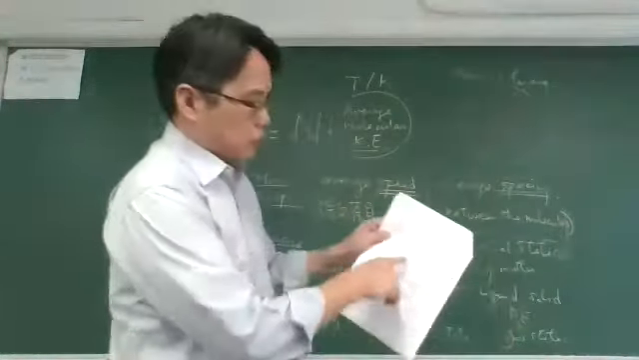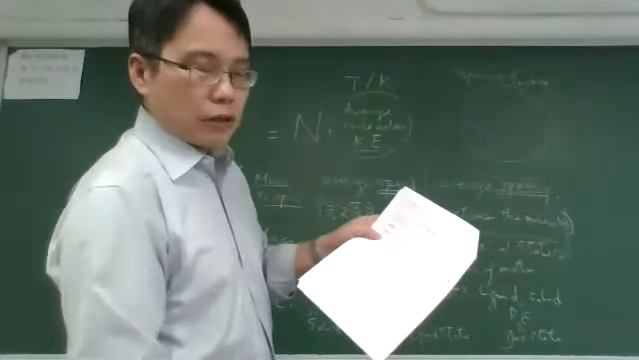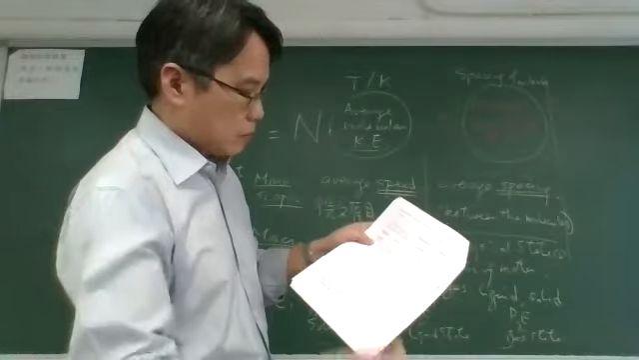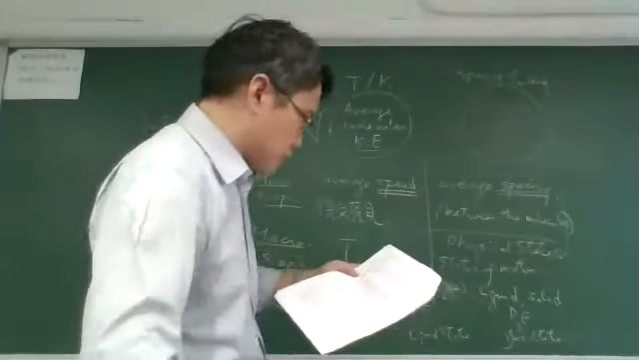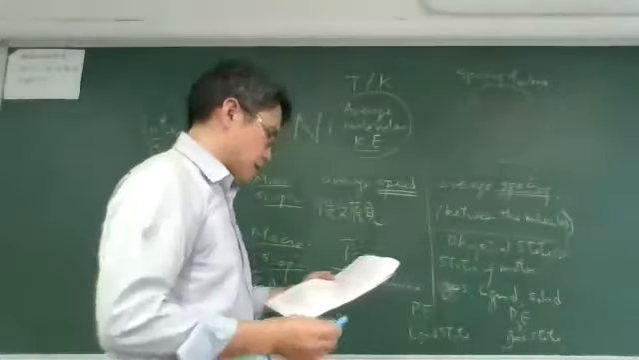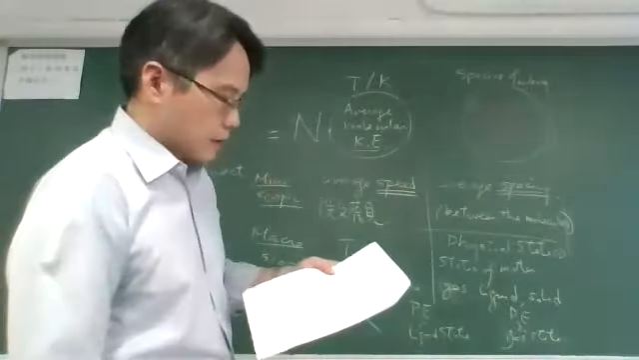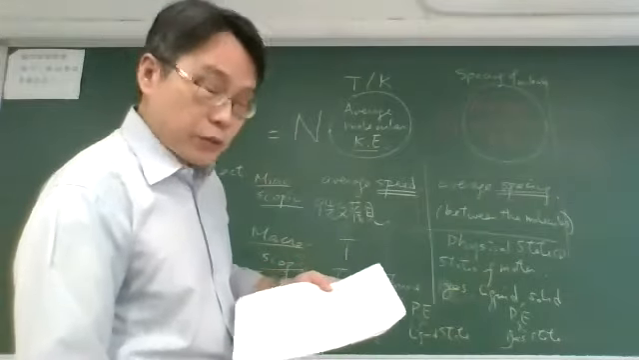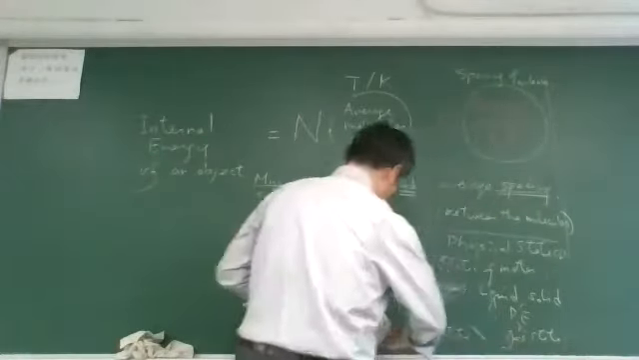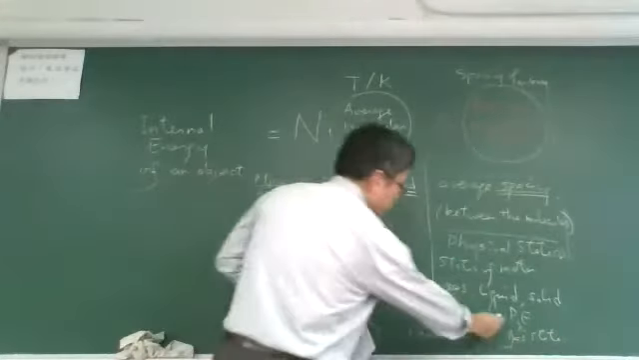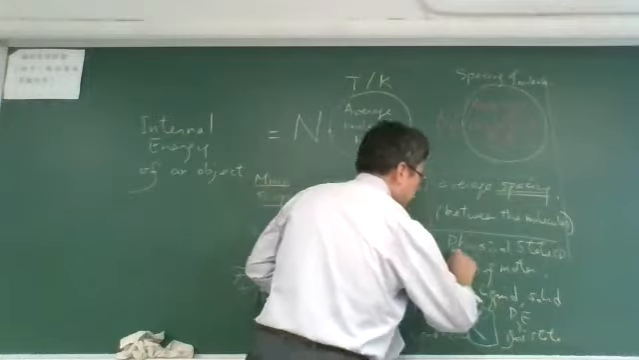You are going to put some symbols in the rectangle boxes. We compare the values. So the first one is this. The PE in solid state is smaller than the PE in liquid state, and the PE in liquid state is smaller than the PE in the gaseous state.